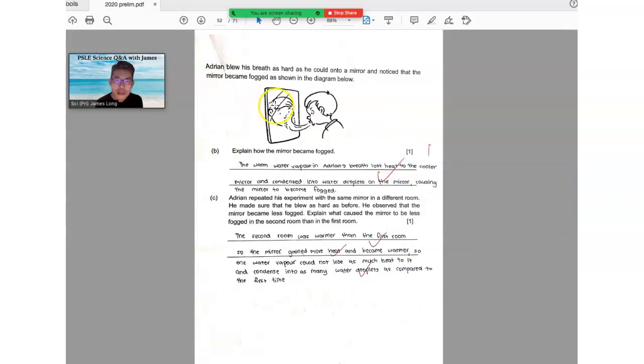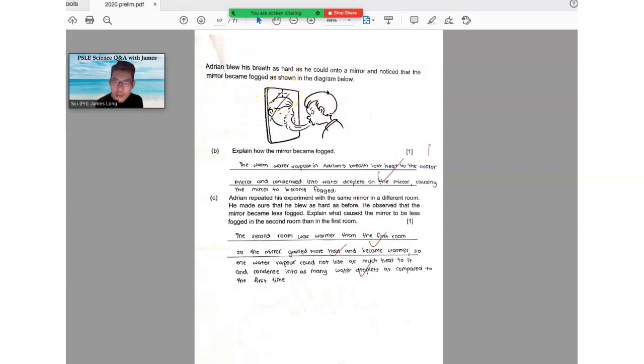Now, next one here. This is also a very standard question. How does the mirror become fogged? Same thing. The water vapor in his breath touches the cooler surface of the mirror, loses heat, and condenses into water droplets. Now, the most common answer will be the second room was warmer than the first one, or the mirror in the second room was at a higher temperature. Basically, the temperature difference between his breath and the mirror is now less. A smaller temperature difference means the cooler surface is not so cool anymore.